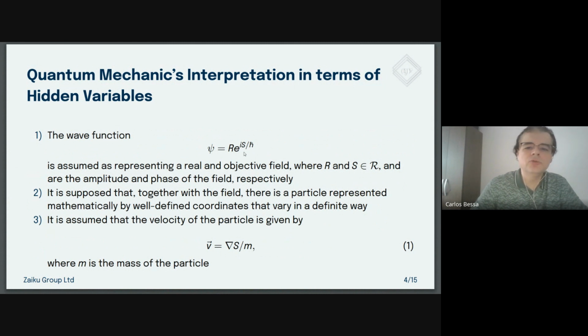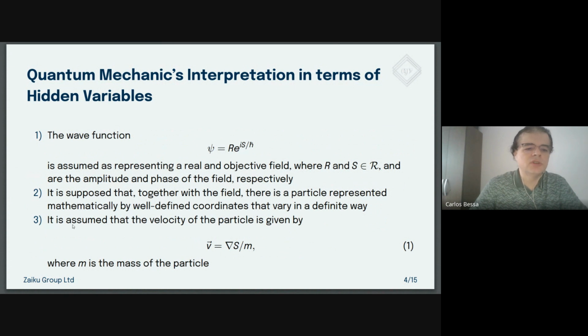So the wave function can be represented in this way, assumed as representing a real and objective field, where R and S are the amplitude and the phase of the field, both real. And it's supposed that together with this field, psi, there is a particle represented mathematically by well-defined coordinates that vary in a definite way.